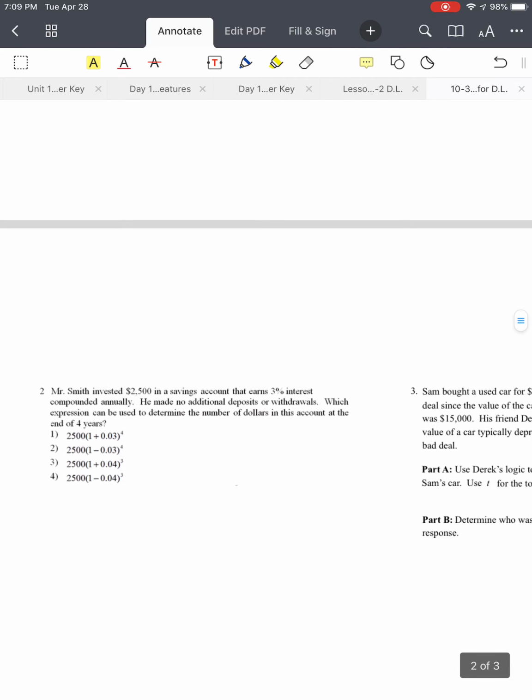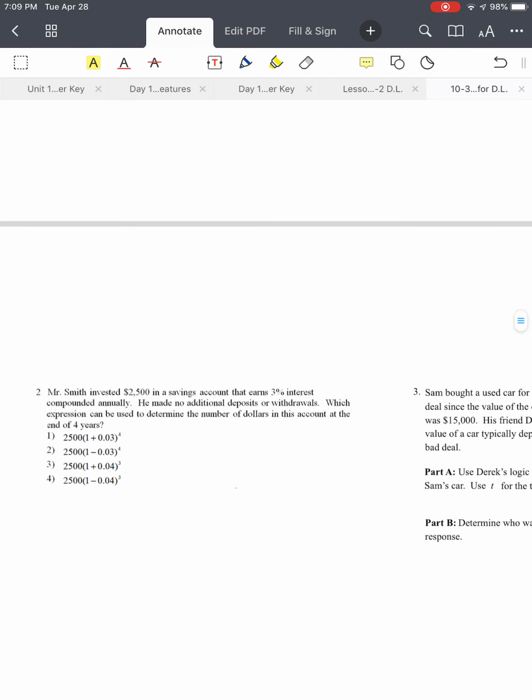Mr. Smith invested $2,500 in a savings account that earns 3% interest compounded annually. He made no additional deposits or withdrawals. Which expression can be used to determine the number of dollars in this account at the end of 4 years?